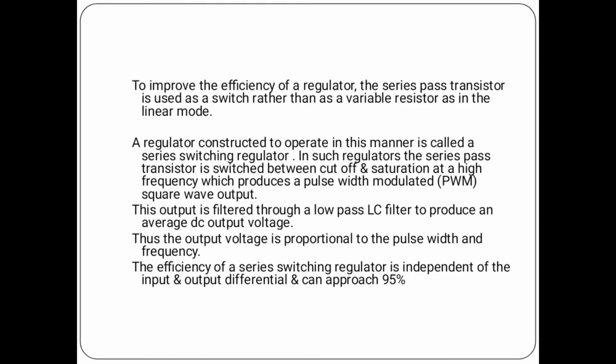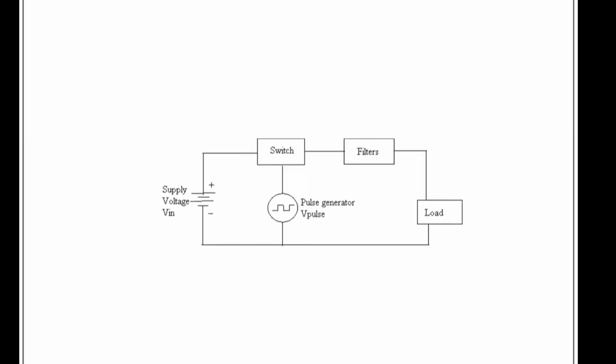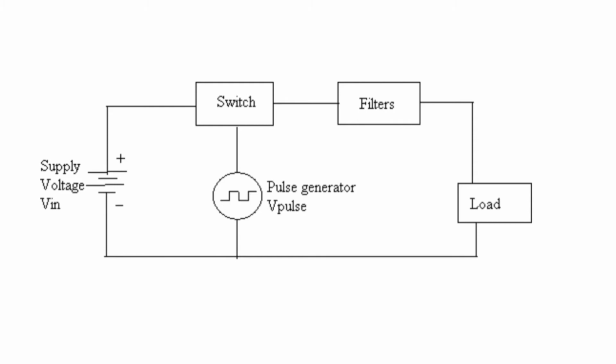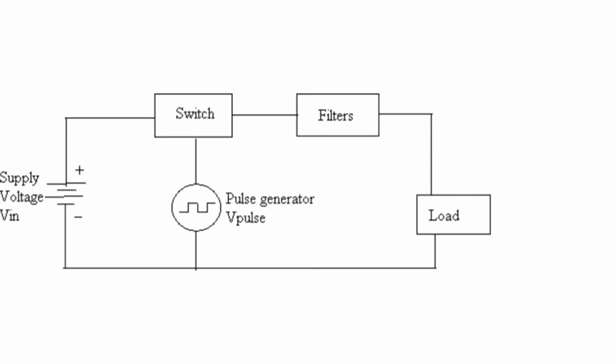This output is filtered through a low pass LC filter to produce an average DC output voltage. Thus, the output voltage is proportional to the pulse width and the frequency. This is a block diagram with the pulse generator. The supply voltage, switch, and filters are there, and it is connected to the load.